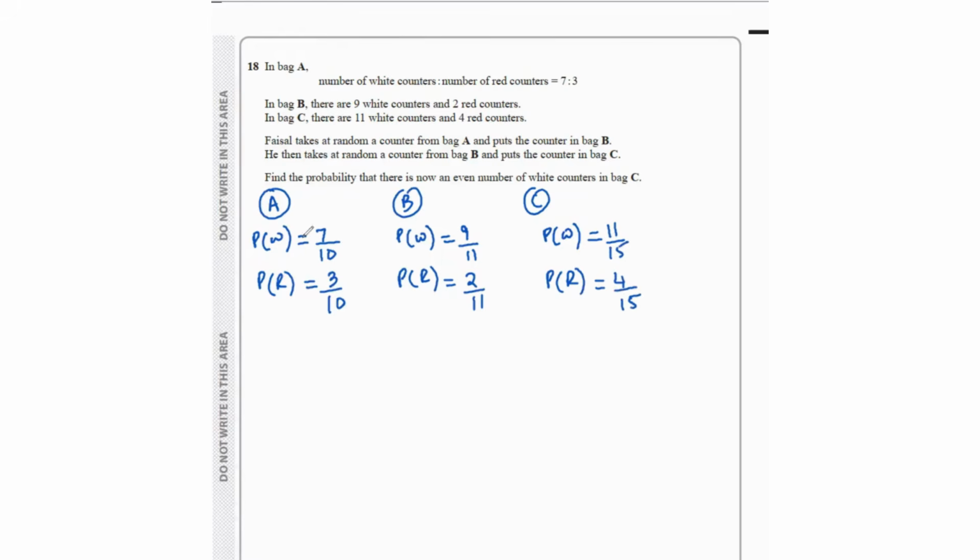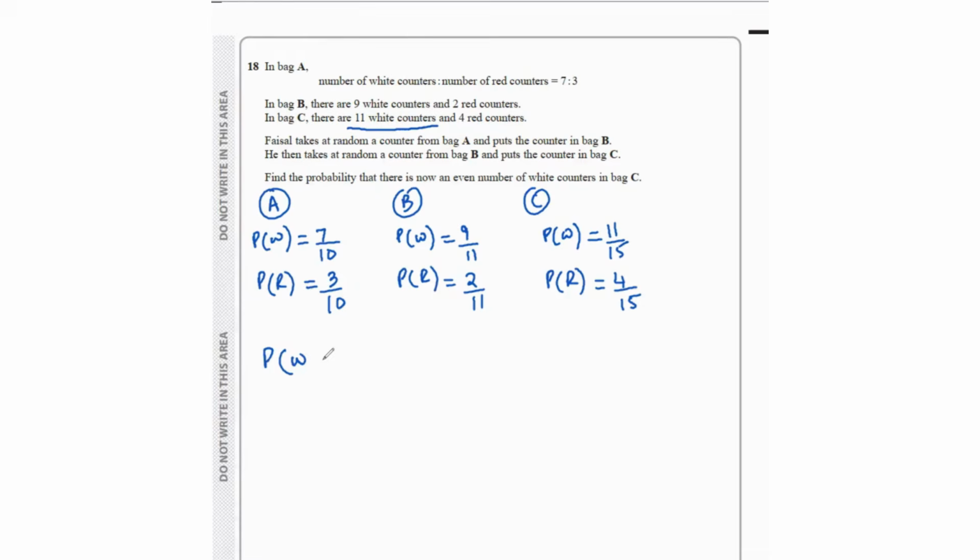So he's taking a counter from bag A, putting it in bag B, and then he's taking a counter from bag B and putting it in bag C. Right now, bag C has 11 white counters. We need an even number. So one thing we can do is pick a red counter from bag A and then a white counter from bag B and put that in C. Then we will have 12 white counters in bag C, an even number. Another possibility is that you pick a white counter from A and a white counter from B, and even then C would have 12 white counters, again an even number.